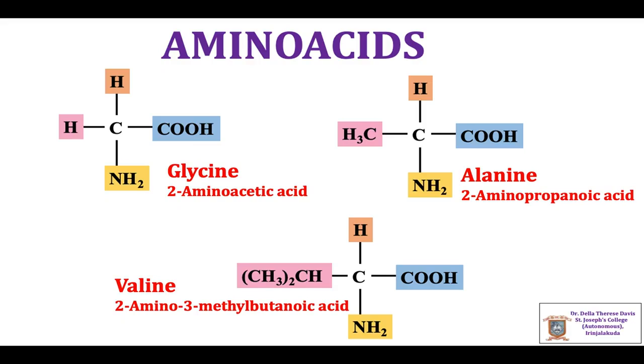Except glycine, all amino acids are optically active because all amino acids contain a chiral carbon. In the case of glycine, there is no chiral carbon because the alpha carbon is attached to 2 hydrogens. Thus, except glycine, all amino acids are optically active.